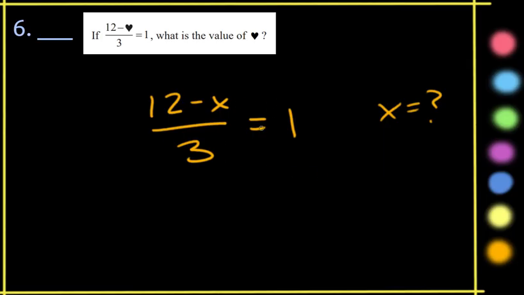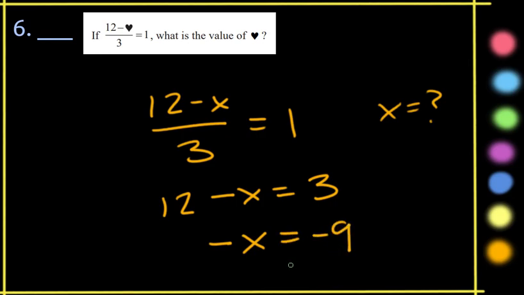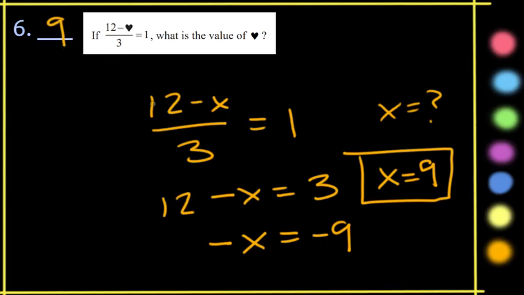All right, we can just solve this. We can multiply both sides of the equation by 3. That gives us 12 minus x is equal to 3, because I multiplied by 3. Now I can subtract 12. That'll give me negative x is equal to negative 9. And if I divide by negative 1, I get x equal to 9. So that's my final answer. You can pop that answer up here.